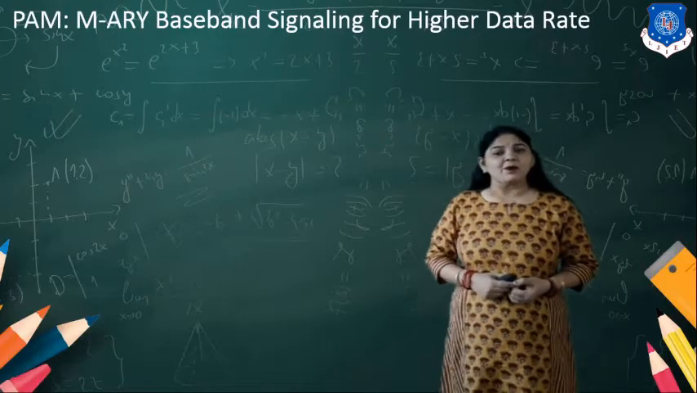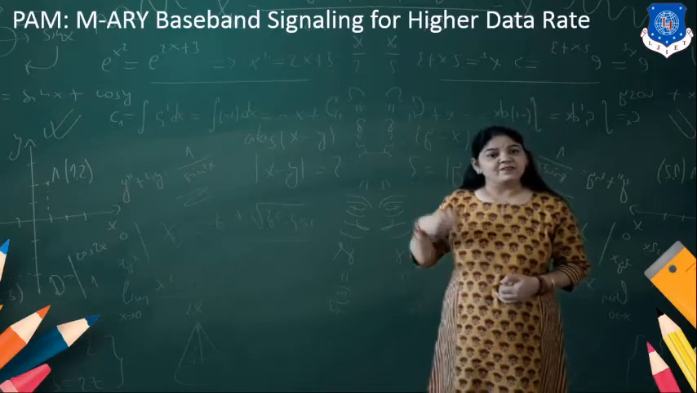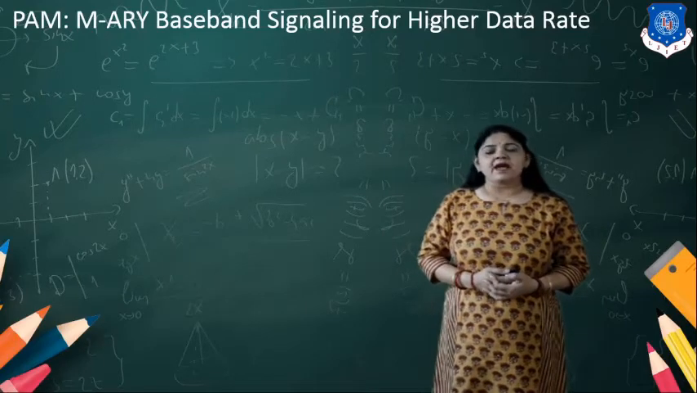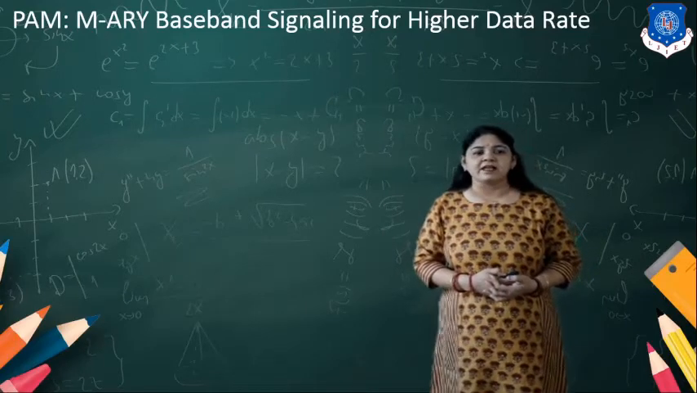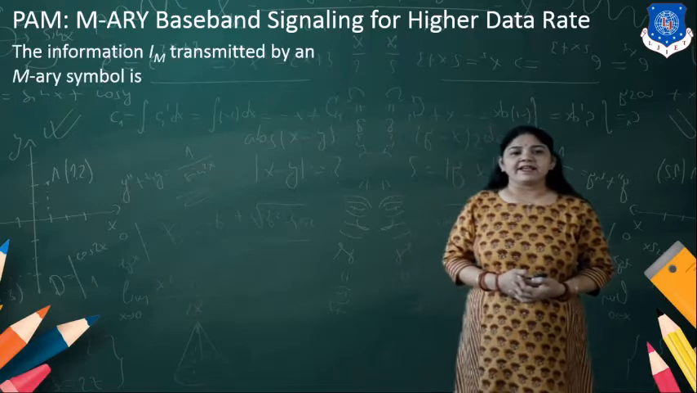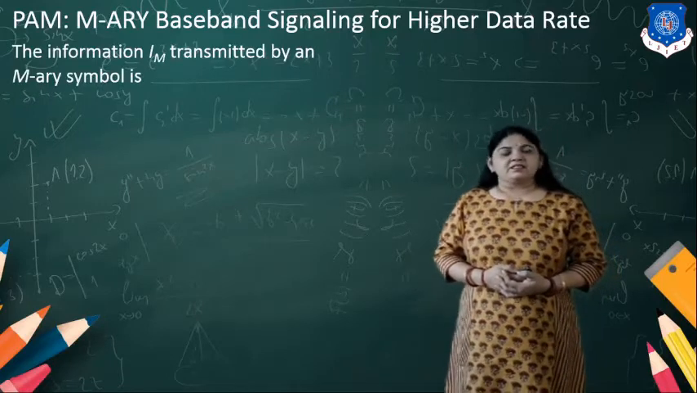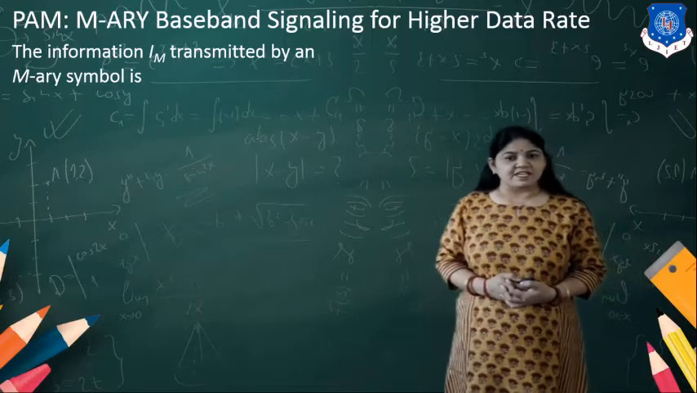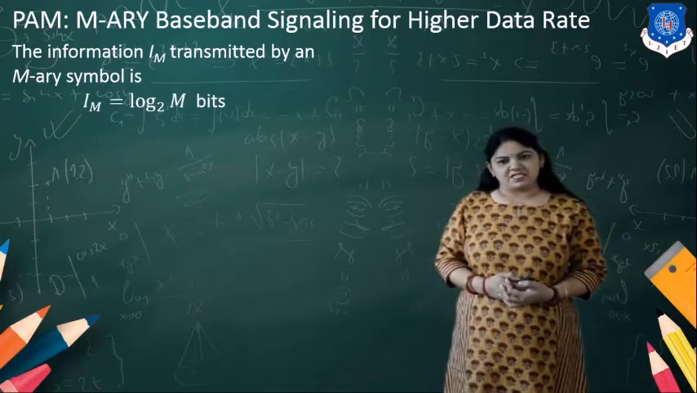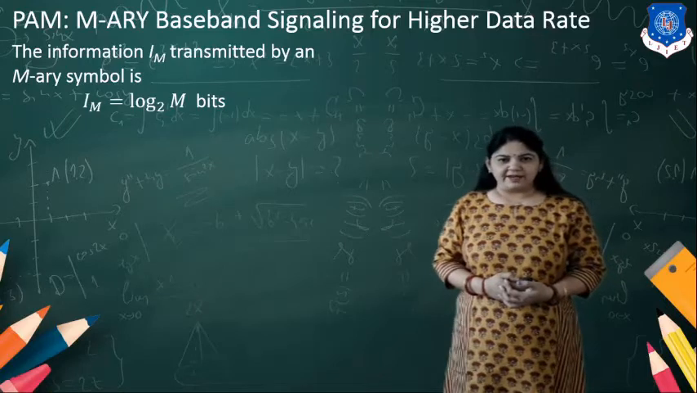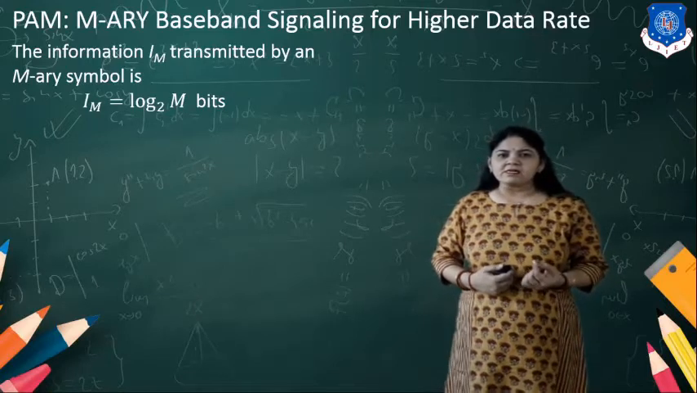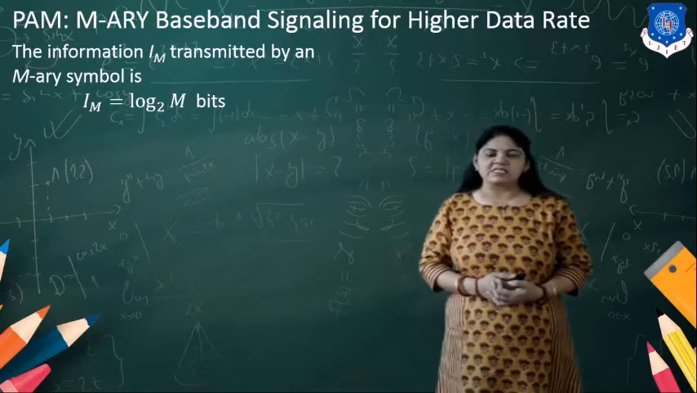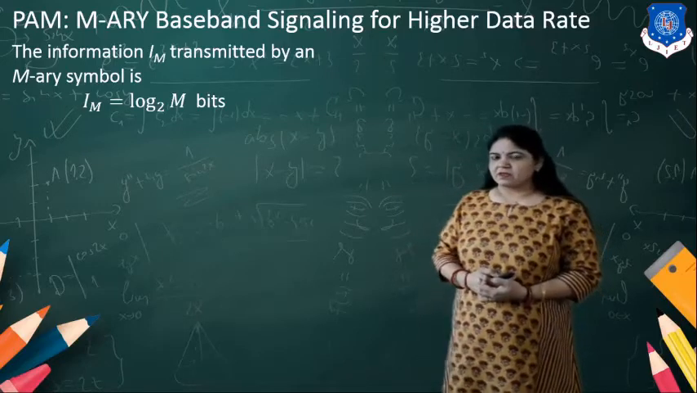So this is about the eye diagram. Next is PAM, M-array baseband signaling for the higher data rate. Now the information that is transmitted by the M-array symbol. Now as we know, one bit is transmitted in the case of the various digital carrier systems.